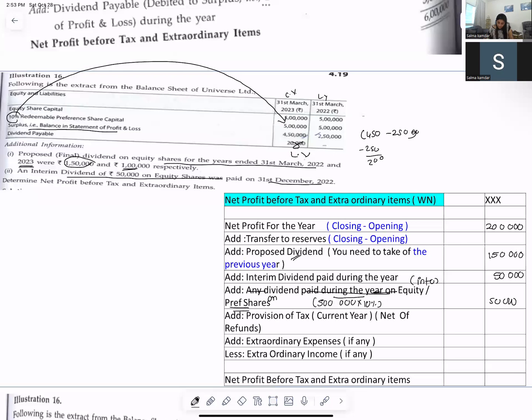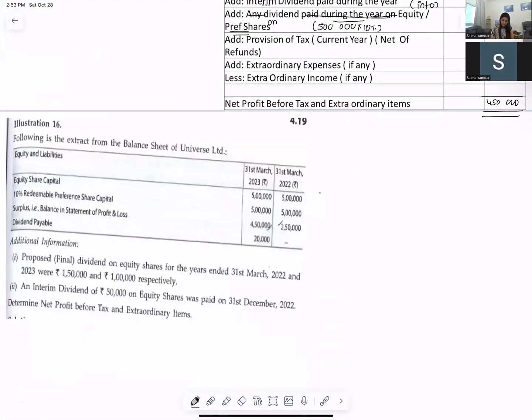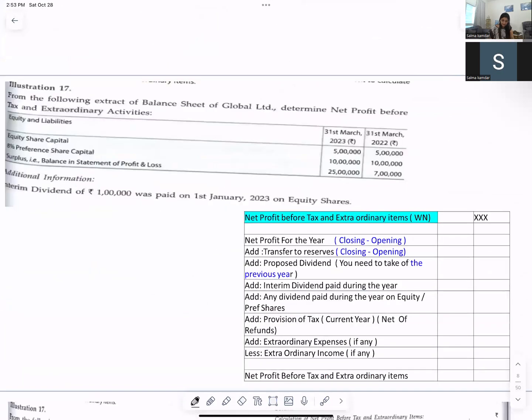There are no provisions for tax given, no extraordinary expense given, no extraordinary income given. So your net profit before tax and extraordinary items becomes 200,000 plus 150,000 plus 50,000 plus 50,000. So it is going to become 450,000. I'll go to the next sum.